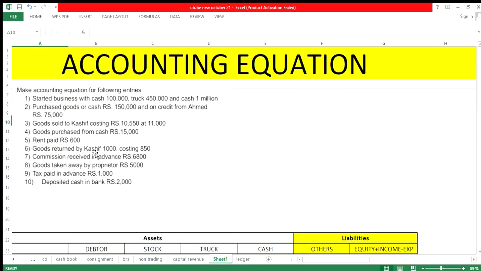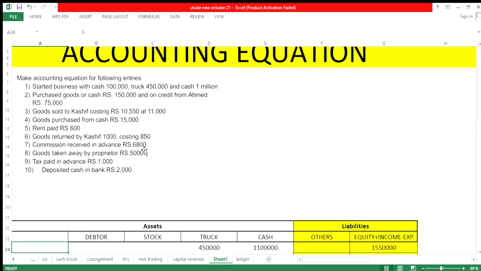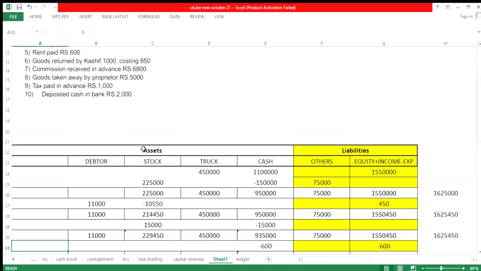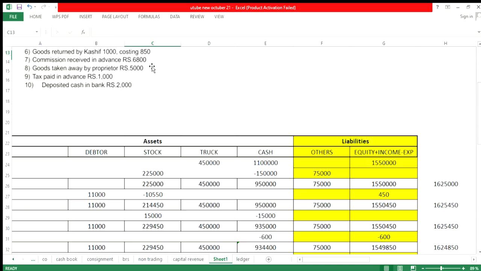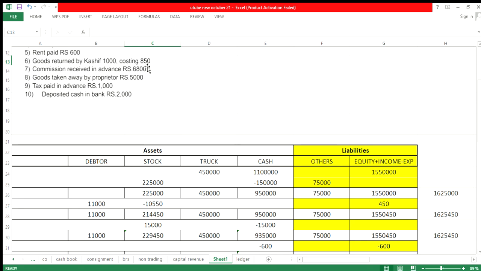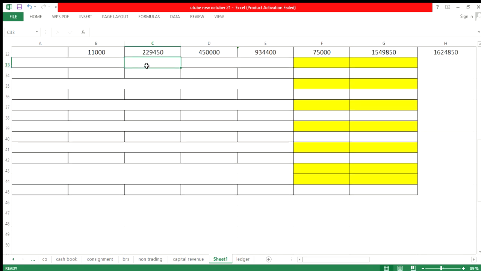Goods returned by Kashif. This is a very important entry to understand. So your attention is utterly required. Goods returned by Kashif. Now come over here. We have sold these goods to Kashif, and the goods are returned by Kashif. So goods are coming in. Cost is 850. This is your stock. And goods are coming in. How much cost? Again look here, 850. So since goods are coming in, 850 increase in goods.